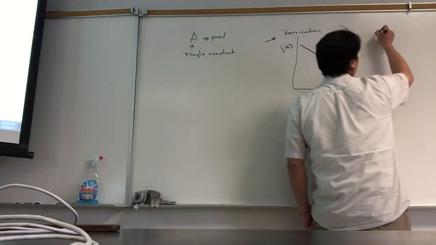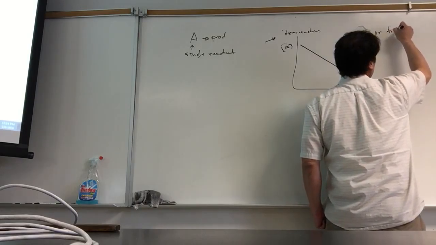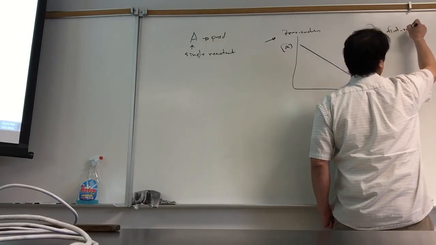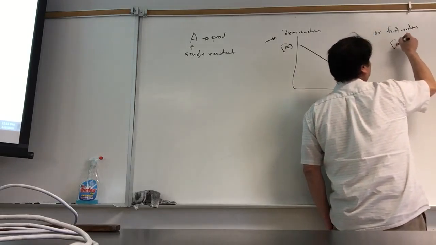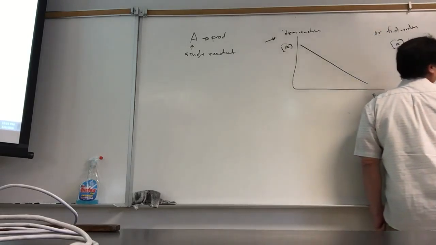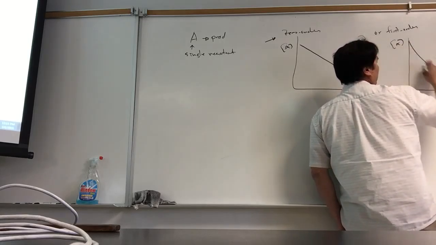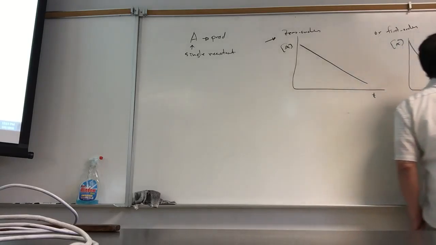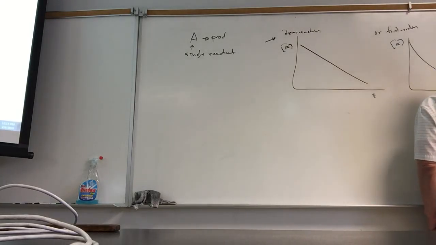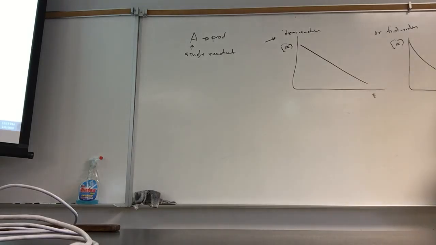Or it could be first order. If it's first order, then the concentration of A versus time is nonlinear, but we can recognize it based on the shape of the curve, which is going to be slightly different than second order. Second order doesn't decay like that. It decays a little differently.